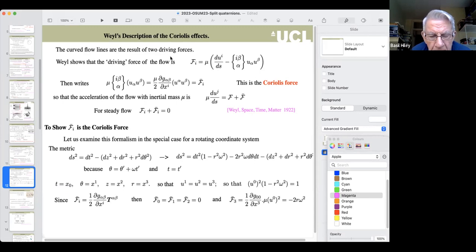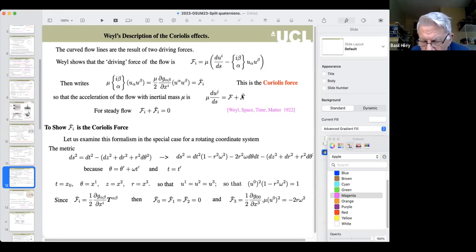And Weyl actually writes down what it is. Now, this is not quite the same as the DeWitt term. It's a Christoffel symbol, but it's a slightly different Christoffel symbol. But it's coming in because of the presence of a quadratic term. And what he found was that this quadratic term he pulled out and said, I'm going to call it F, and called it a Coriolis force.